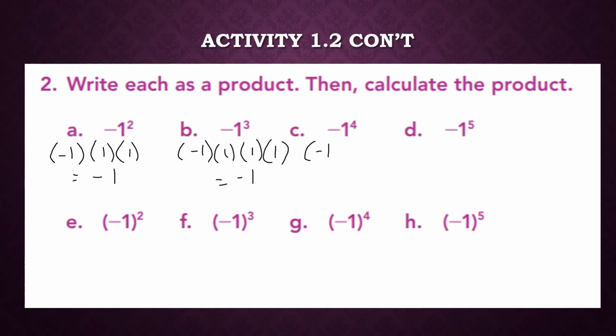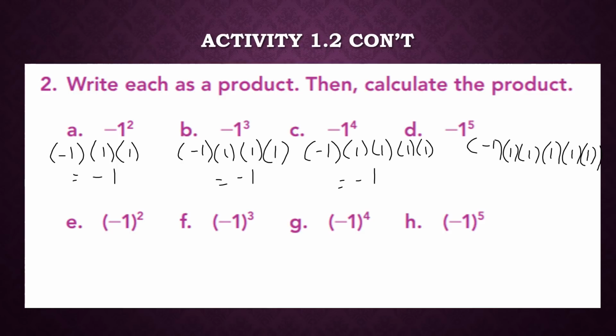Similar with letter C. If you're seeing a pattern here. And again, letter D. Our base is 1. We include that negative out in front. So 1. Then we do 1 to the fifth power. So we get -1. Again, different from letter E, because in letter E, our base is -1. So when we write this out, it's going to be -1 times -1, which does give you a +1.